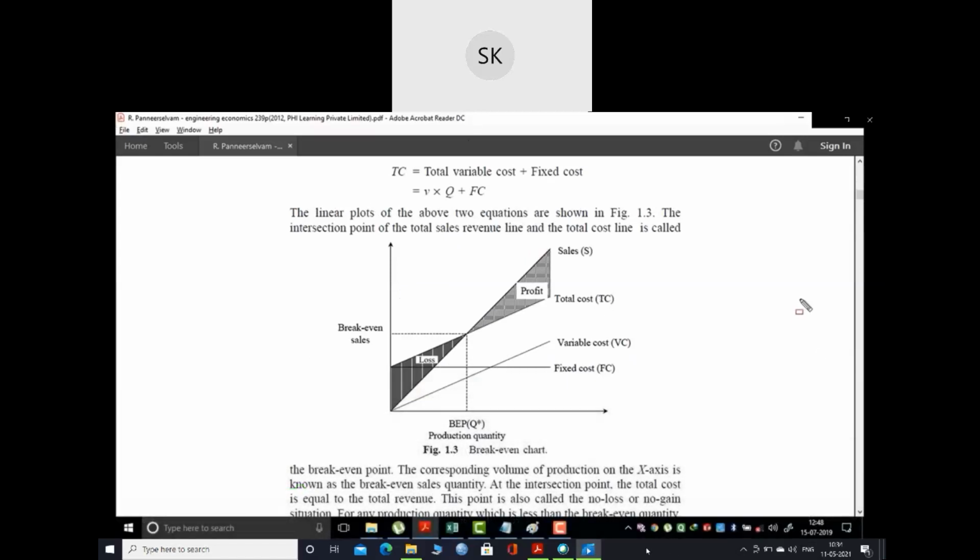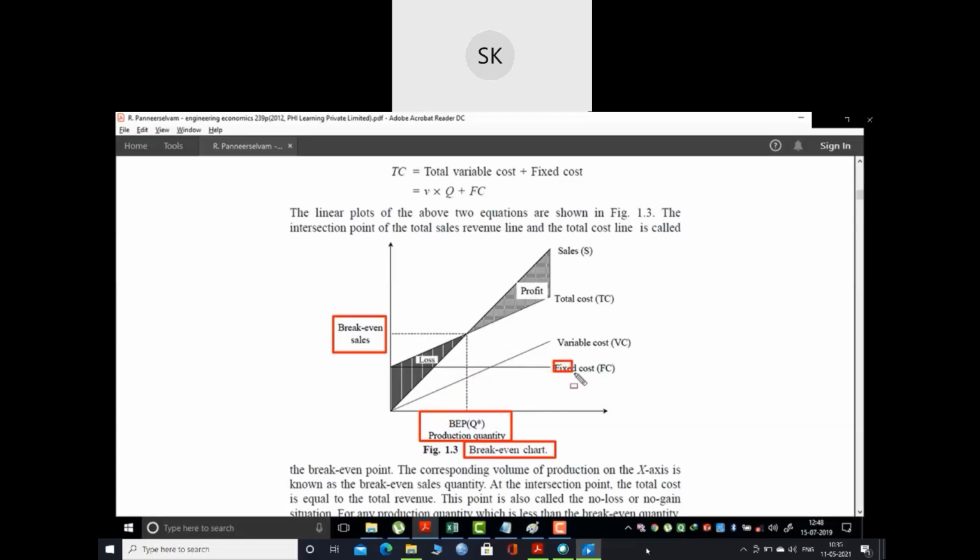So let us discuss the break-even chart in detail. So this is the break-even chart. The y-axis is the break-even sales and the x-axis is the production quantity. So this is the independent parameter and this is the dependent parameter, and this dependent parameter is dependent on the independent parameter. That means always when you draw a graph, the quantity at the x-axis is the independent parameter and the quantity at the y-axis is the dependent parameter. So in this case, production quantity becomes the independent parameter and the sales is dependent on the independent parameter. That means the break-even sales is dependent on the production quantity.